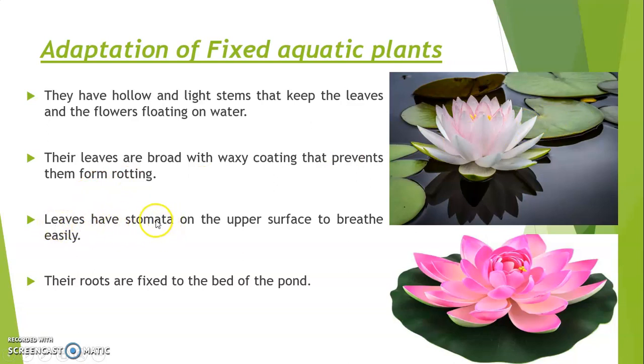Then the leaves have the stomata on the upper surface to breathe easily. These leaves contain the stomata on the upper surface only and not on the lower surface. The upper surface is visible, the air comes to this upper part only, so the stomata are open and the leaves can easily breathe in. Their roots are fixed into the bed of the pond. So these are some of the adaptations of the fixed aquatic plants.